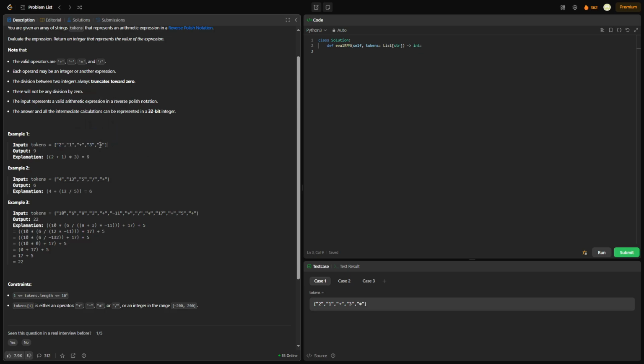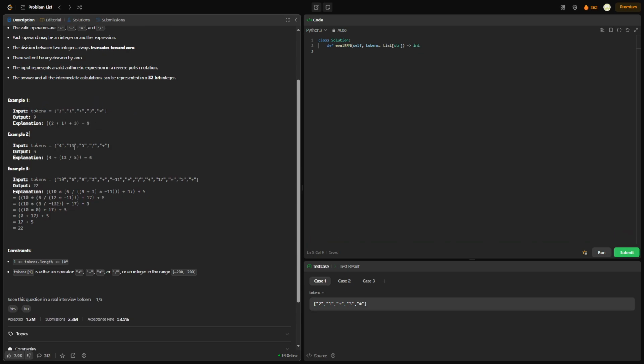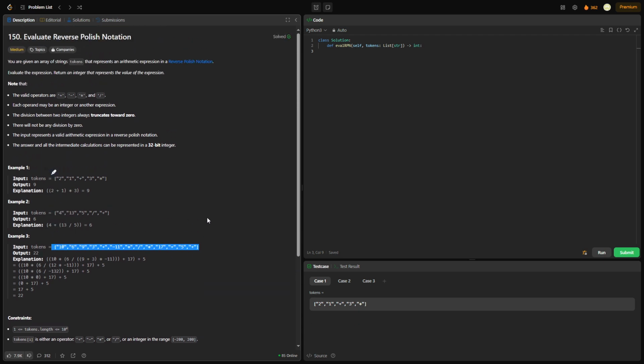Then we have another 3 and we hit this operator, which is multiplication. So 3 times 3 gives us 9. Here, 4, 13, 5, division, so we have to divide 13 by 5. These are integers, so 13 divided by 5 gives us 2. Then we hit this plus and we get 4 plus 2, which gives us 6. I'm not going to go through this one, it's a little bit longer, but I think this problem is a little bit easy, to be honest.